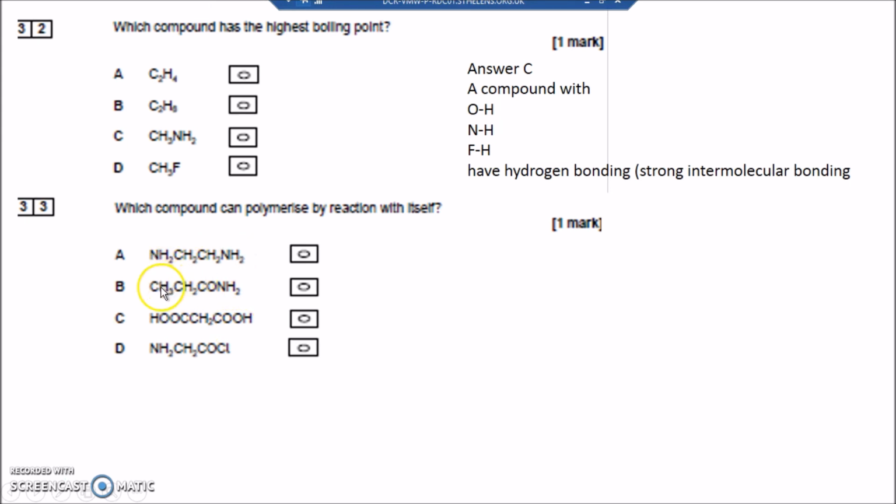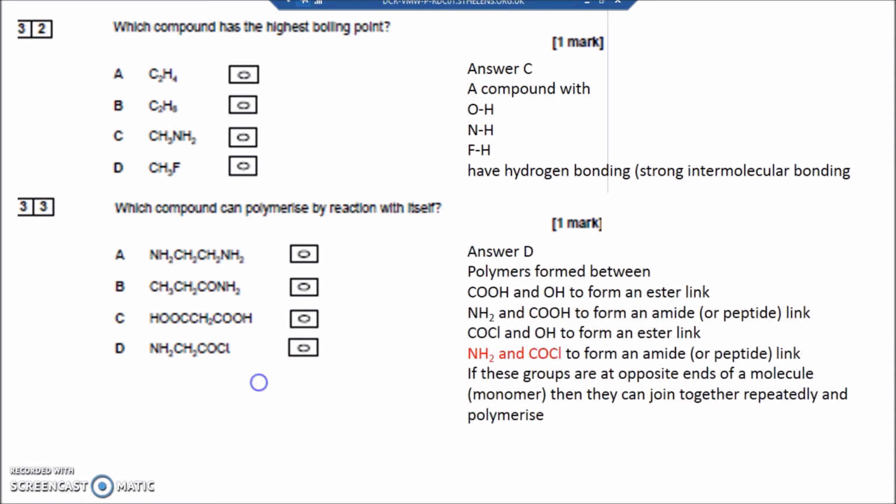Not got two different groups. Well, not got a group really that will work. Got two carboxylic acid groups here. We've got an acyl chloride at this end and we've got an NH2 group at this end. So these would keep reacting with each other, and that would form CONH. It would form a series of peptides or amide links and release HCl in a condensation reaction. Your answer is D.